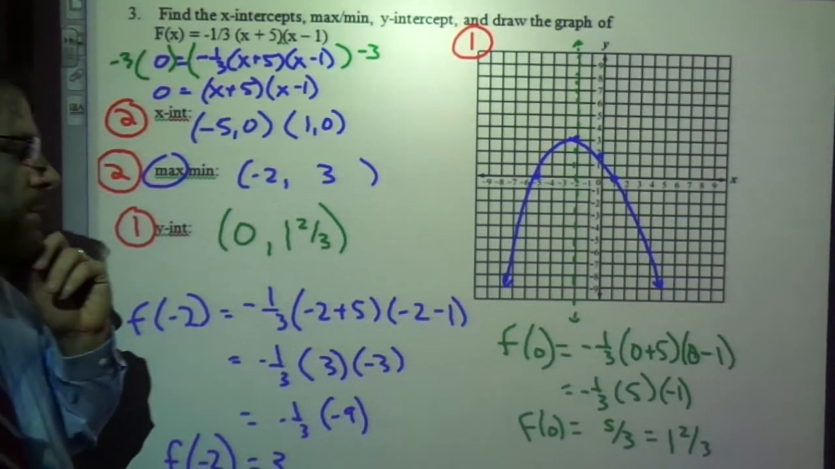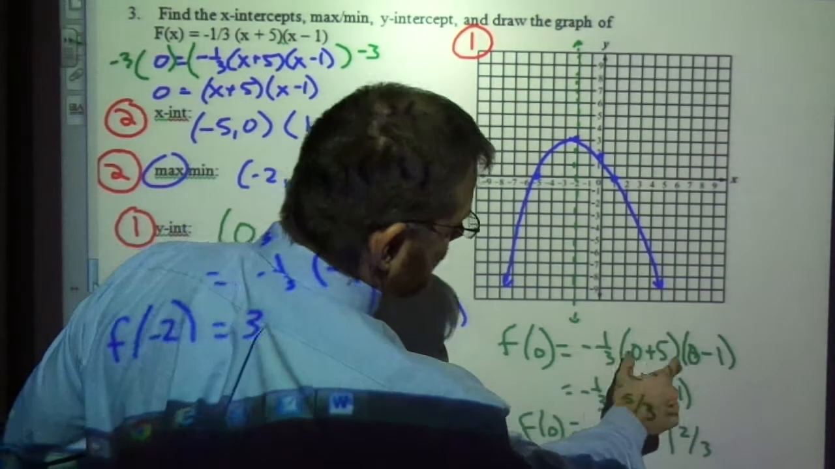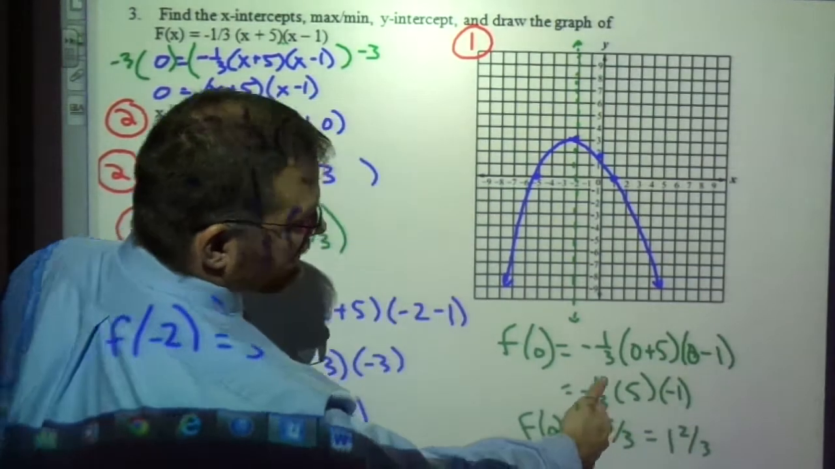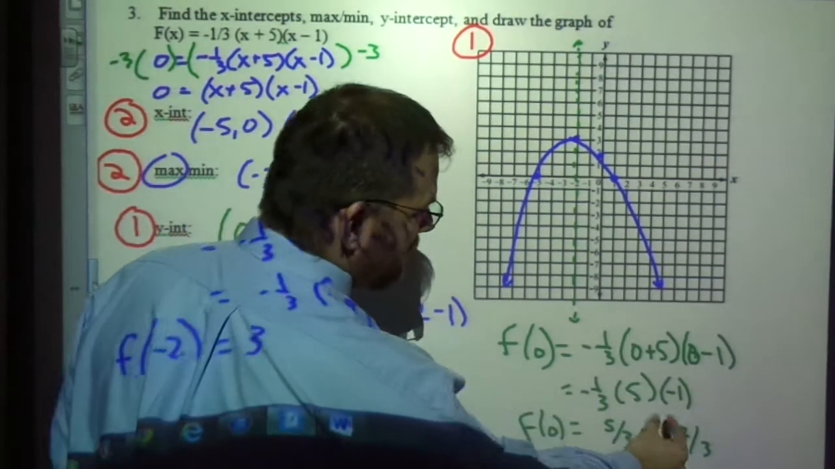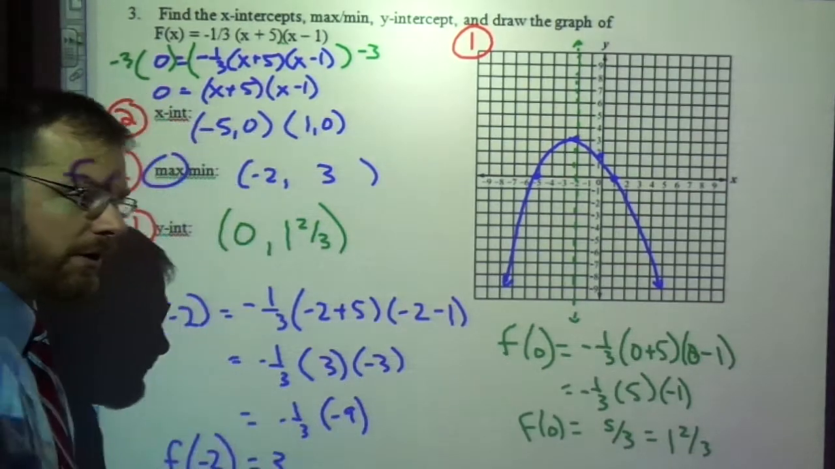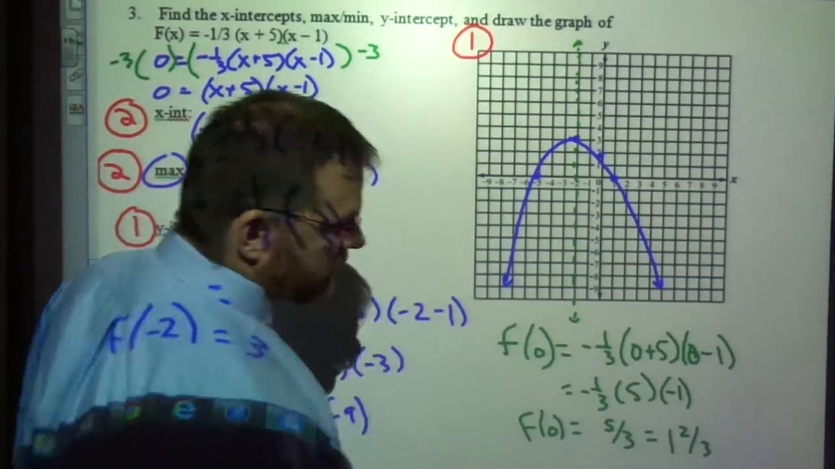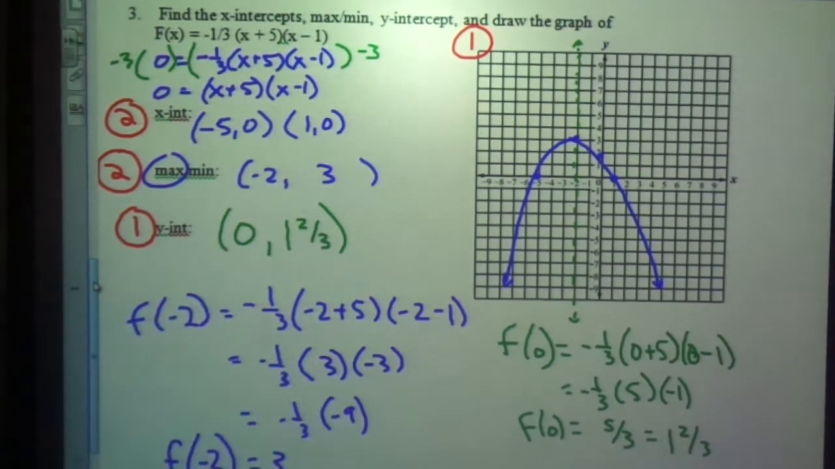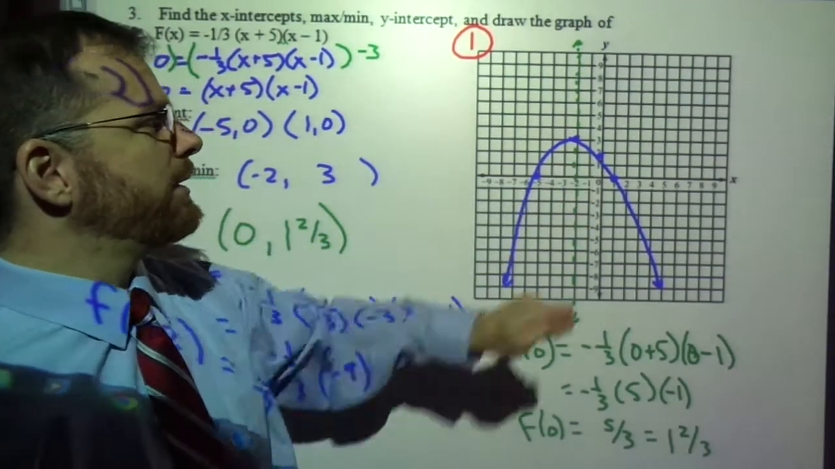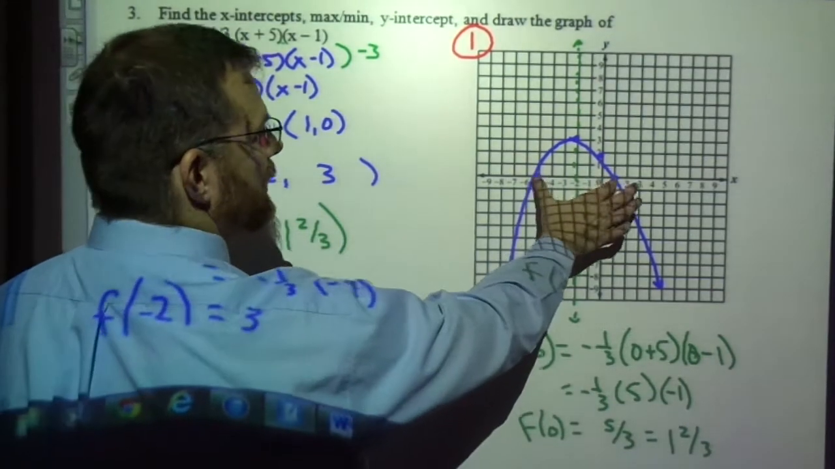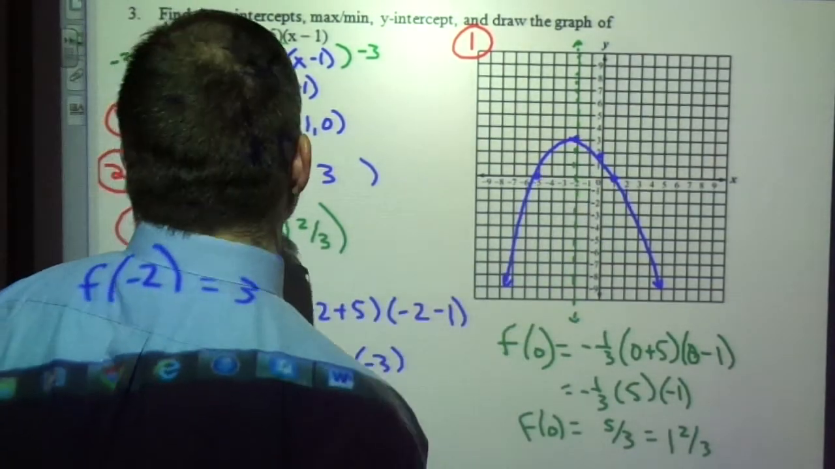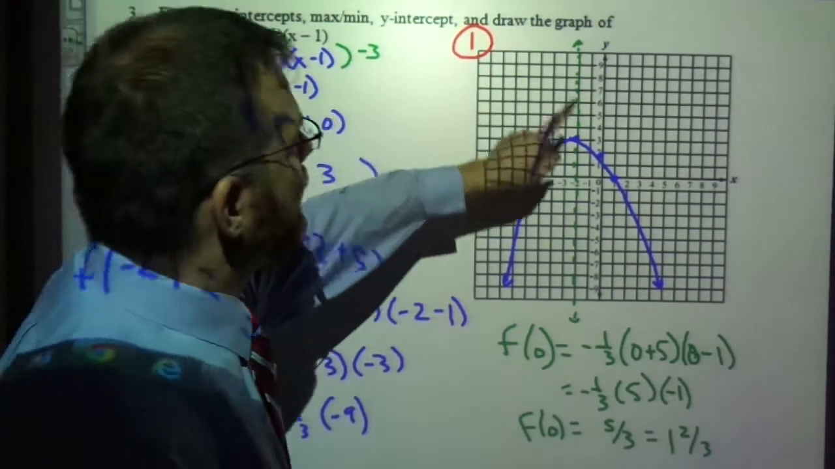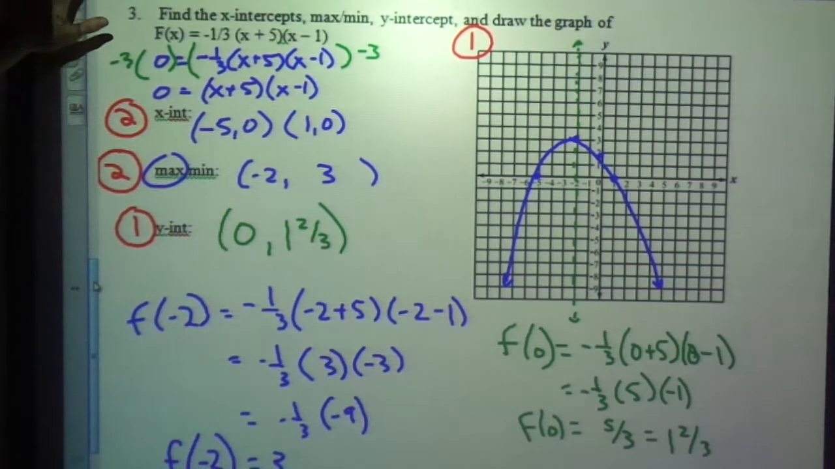Now for the y-intercept, we plug in 0. We find f of 0, we plug in 0 for x and 0 for x. And that gives us 1/3 times negative 1/3 times negative 5 is positive 5/3, which we can change to 1 2/3 or 1.67. So for 1 point here is our y-intercept. That's going to be right here at 1 2/3. And so our graph goes through the intercepts, the y-intercept, and our maximum. Okay, so 2 points, 2 points, 1 point, and 1 point for the graph, total of 6.